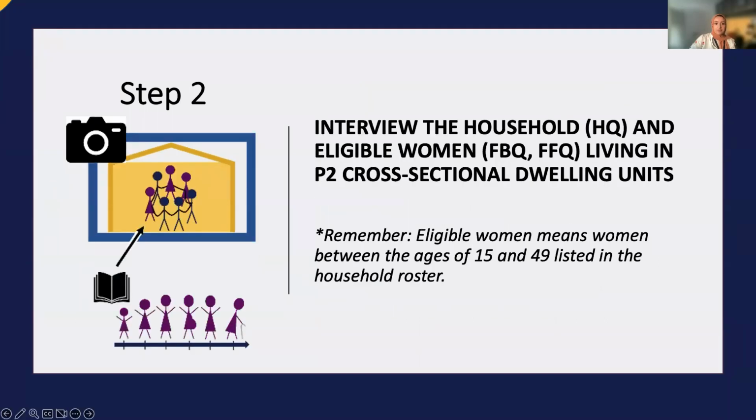And then in step 2, you interview the household and eligible women, including any panel women you may find living in phase 2 dwelling units. So when you return to the dwelling unit during phase 3, you found one of many scenarios. So maybe the entire household from phase 2 was living there. Maybe some, but not all of the household members were still living there. Maybe a completely new household was living there, or maybe multiple new households were living there.